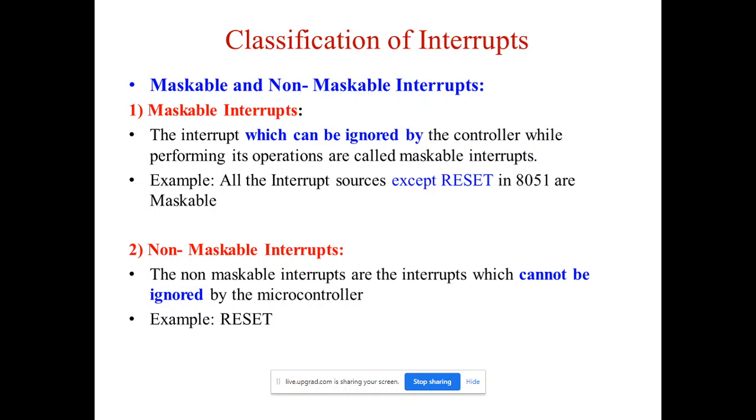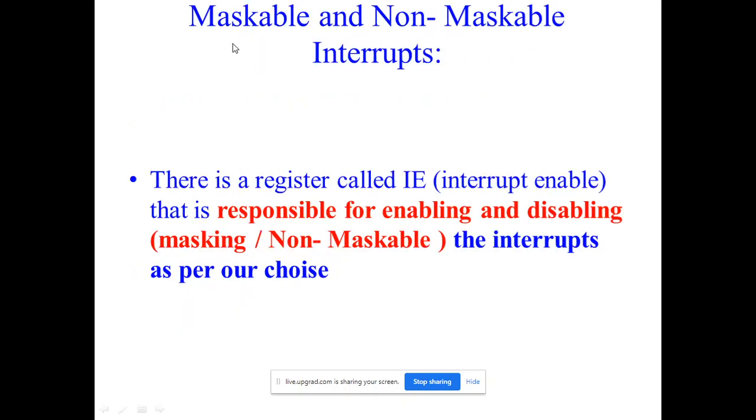Okay, then we will proceed to the next part, that is this maskable and non-maskable. Non-maskable means we can't avoid it. We can't write anything; you must provide service to it. Maskable means you can provide service to it, otherwise ignore it. That is in your hand.